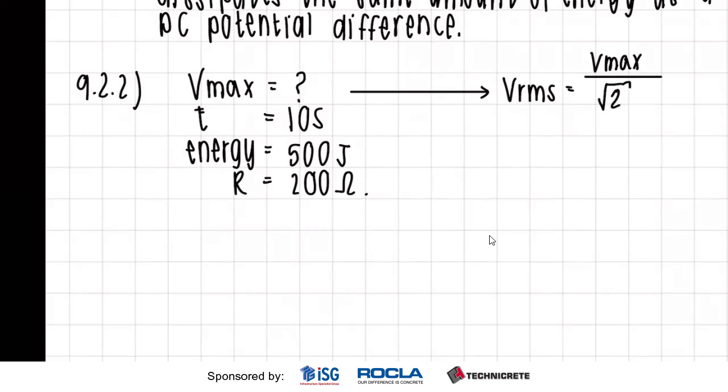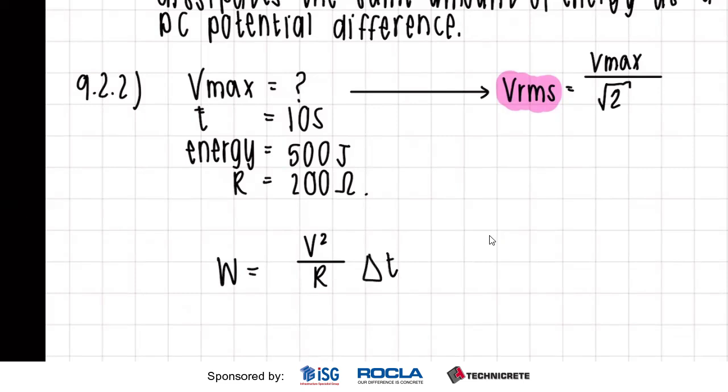Okay, so we can see that if we can get the RMS voltage, then we can very easily work out the maximum voltage. Now we look at our formula sheet and see what formulas can work for us. So we see this formula, which says the work done is equal to the square of the voltage over resistance times the change in time.